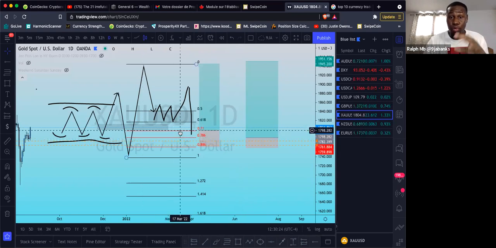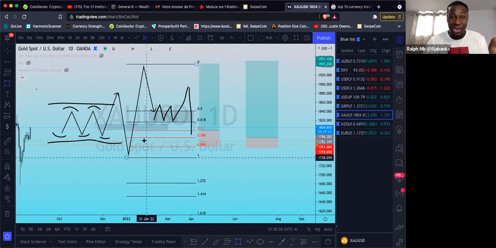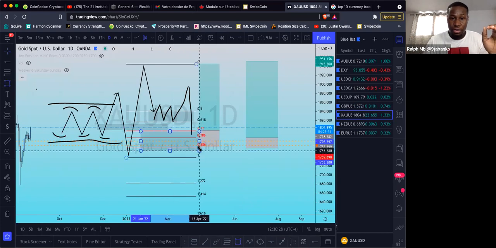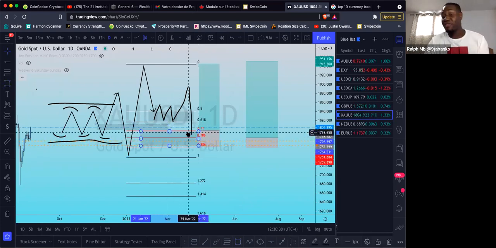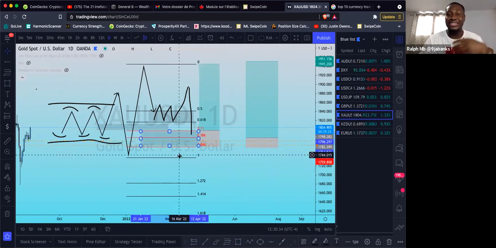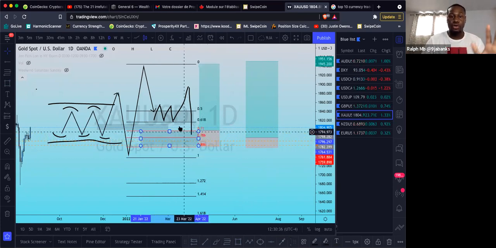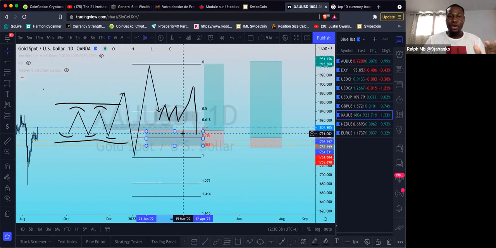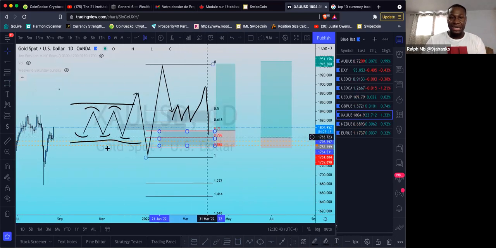So anywhere within the zone is a good area. There's no end-all be-all. It doesn't have to be the 71. It doesn't have to be the 78. Anywhere in this zone. That's why when I send you guys the setups, I draw the setup and I give you the zone, right?